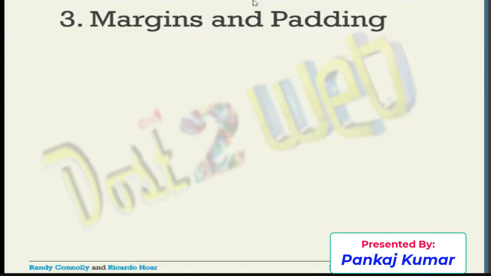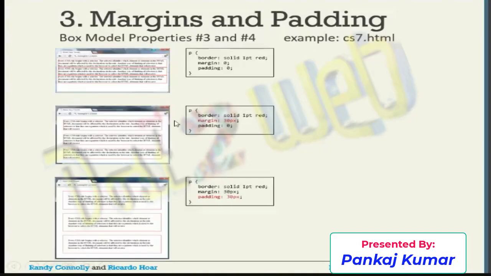Once you learn this, you will understand where and what margin you are going to define. So when we talk about the margin, as I mentioned, in the box model these are properties 3 and 4. 3 is margin, 4th is padding. You can see the example I have displayed here. Let's practice this, then we'll get to know that. So this is the first demonstration.